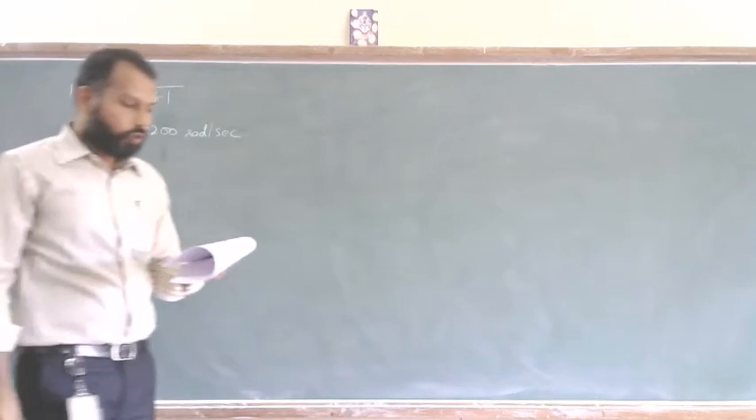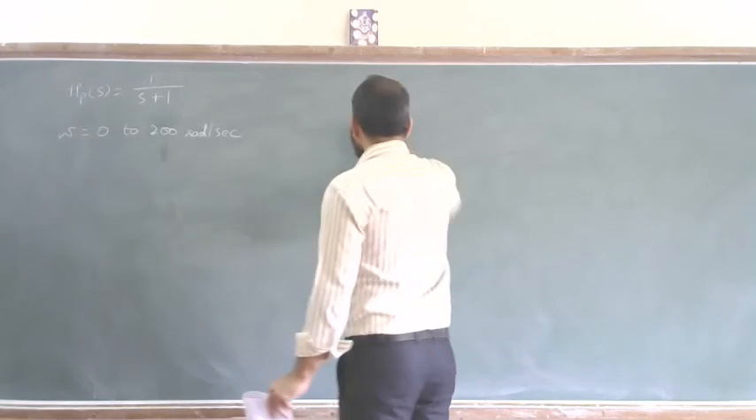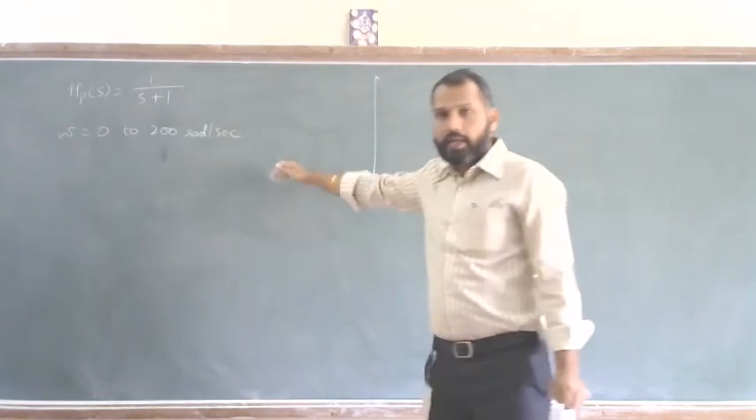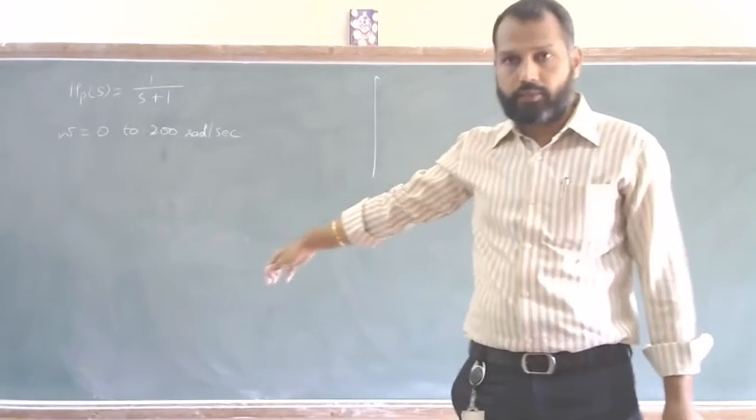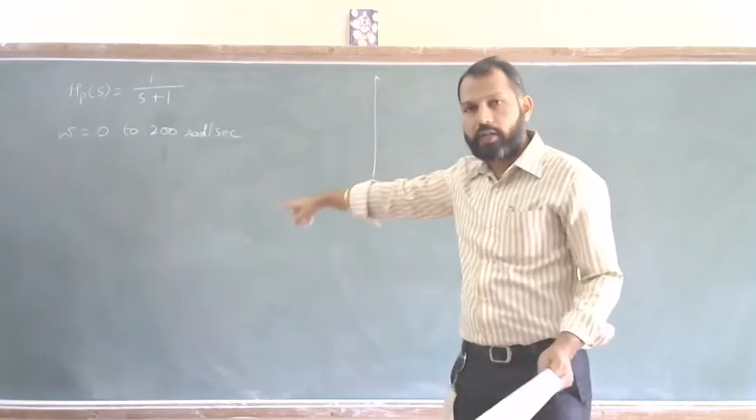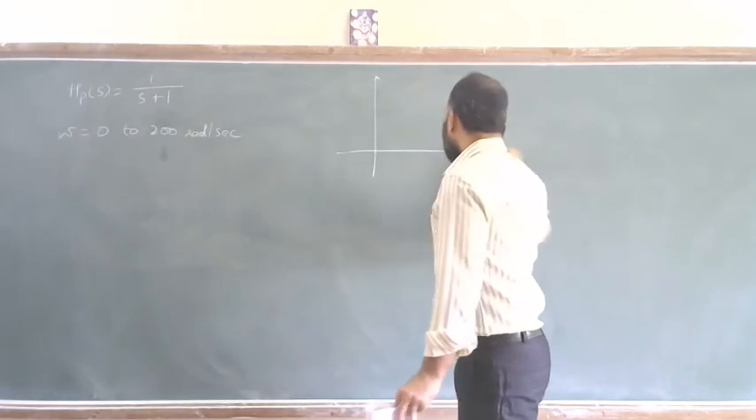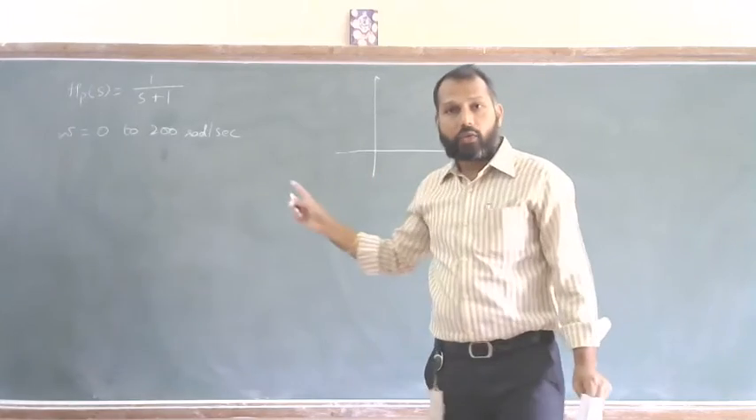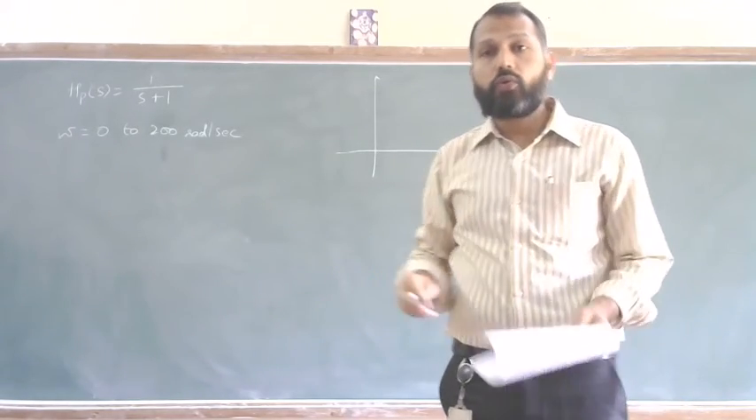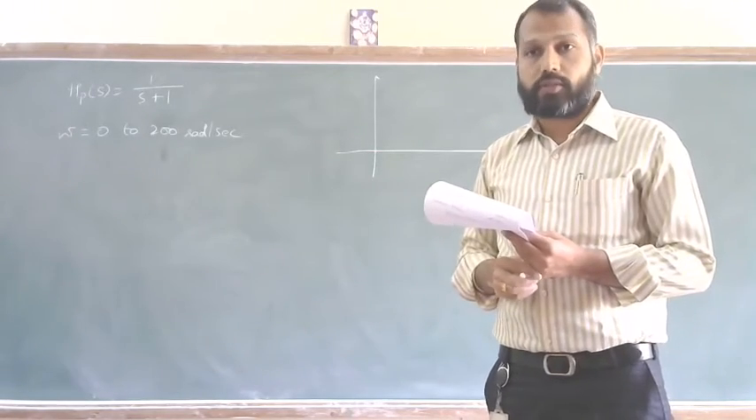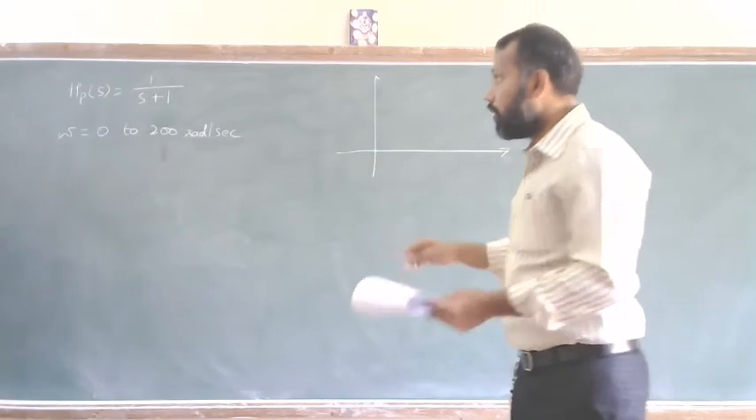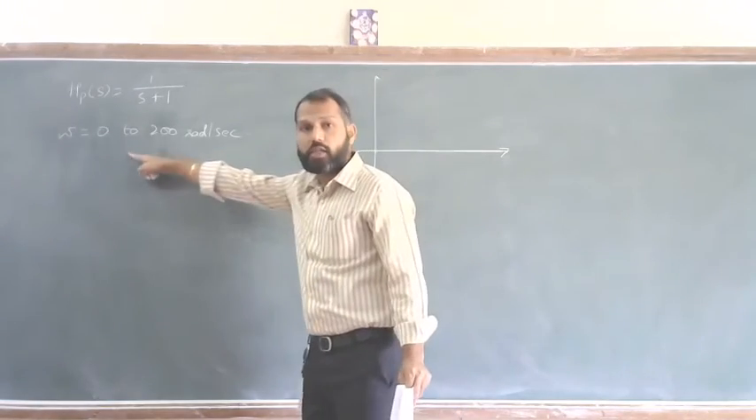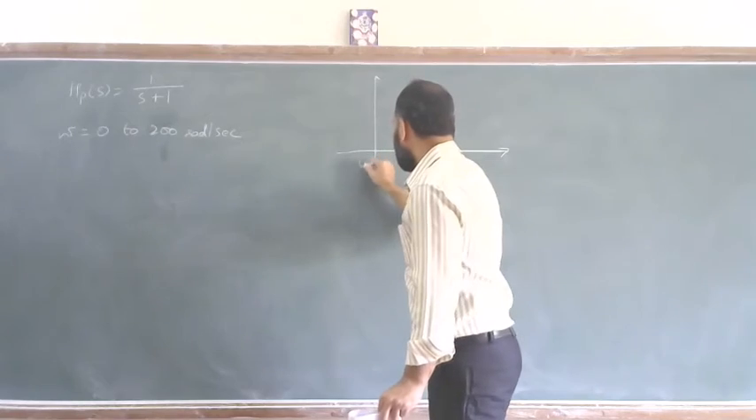From 0 to 200 radians per second. That is, we need to design the following filters. What are those filters? We'll get to know. After designing those filters, we need to plot the magnitude response from the frequencies 0 to 200.